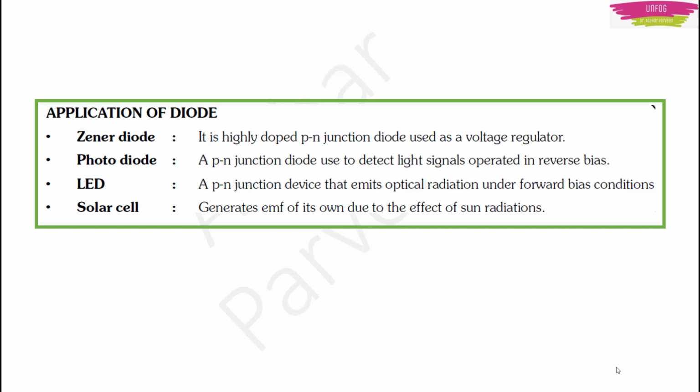Now photodiode. This is also a PN junction diode, but it will detect light only in reverse bias. Then LED, it will emit optical radiation only under forward bias. Then solar cell, it will generate EMF of its own due to the effect of the sun's radiation. Okay, so these are the 4 points you have to remember regarding these diodes.